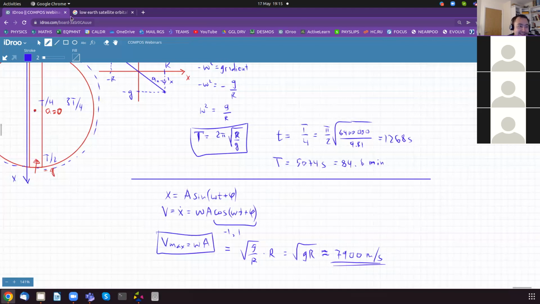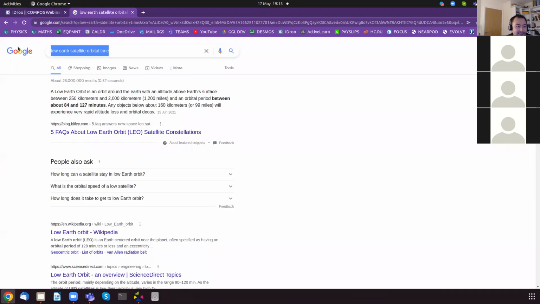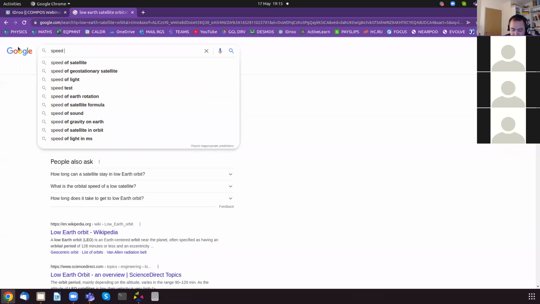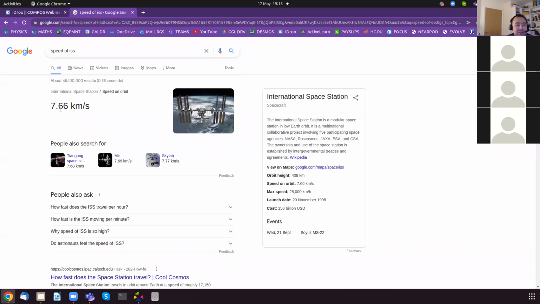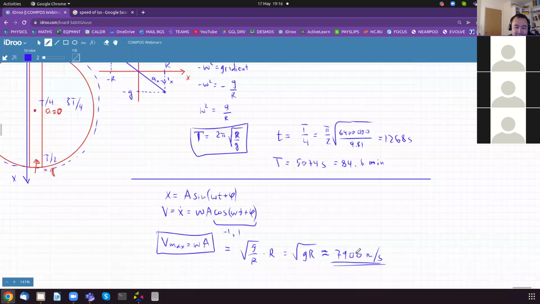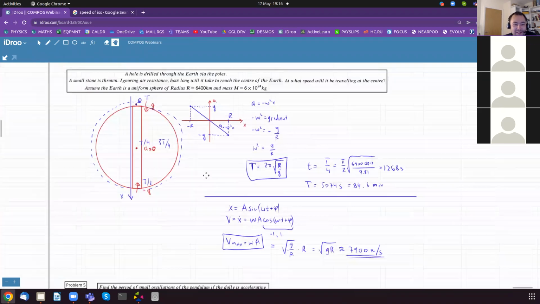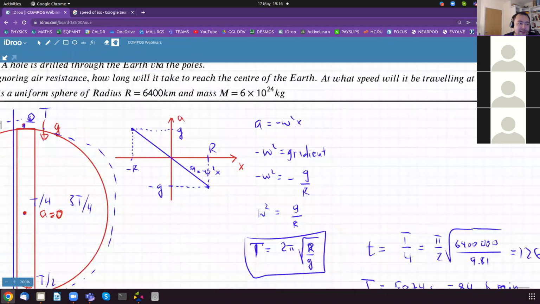And of course, the speed of the ISS is 7.66 kilometers per second. Oh, not a coincidence as well. It's slightly higher. That's why it doesn't have to travel as fast. But yeah. Right. So you didn't need to use the mass of the planet. It was extra.